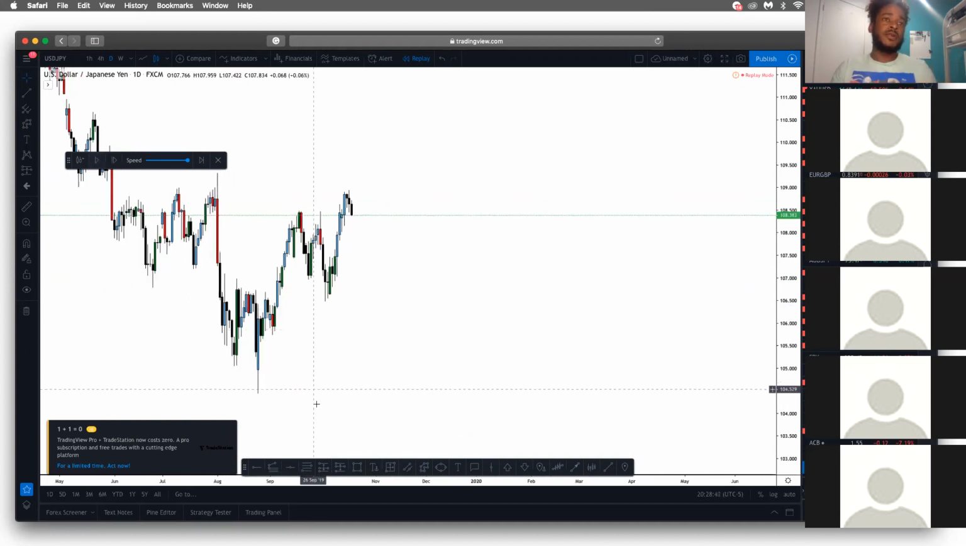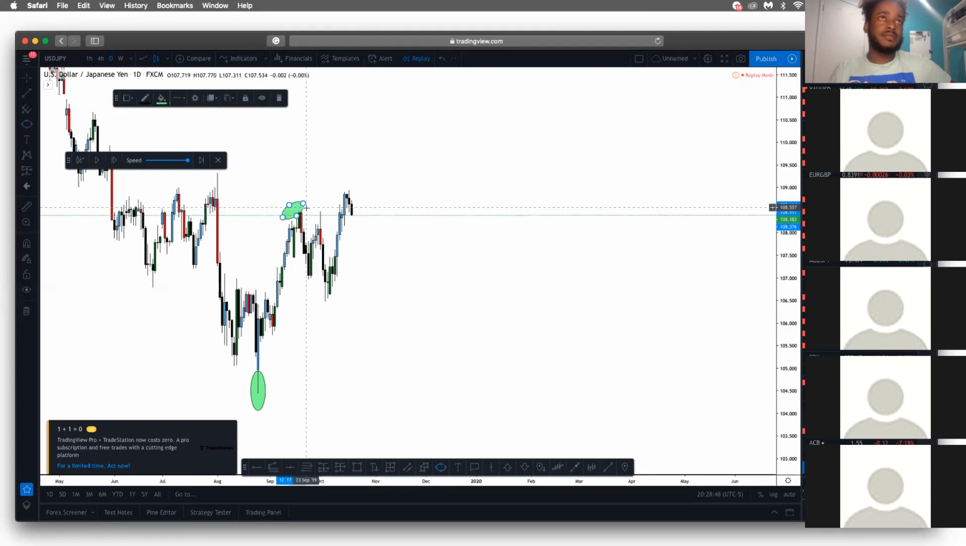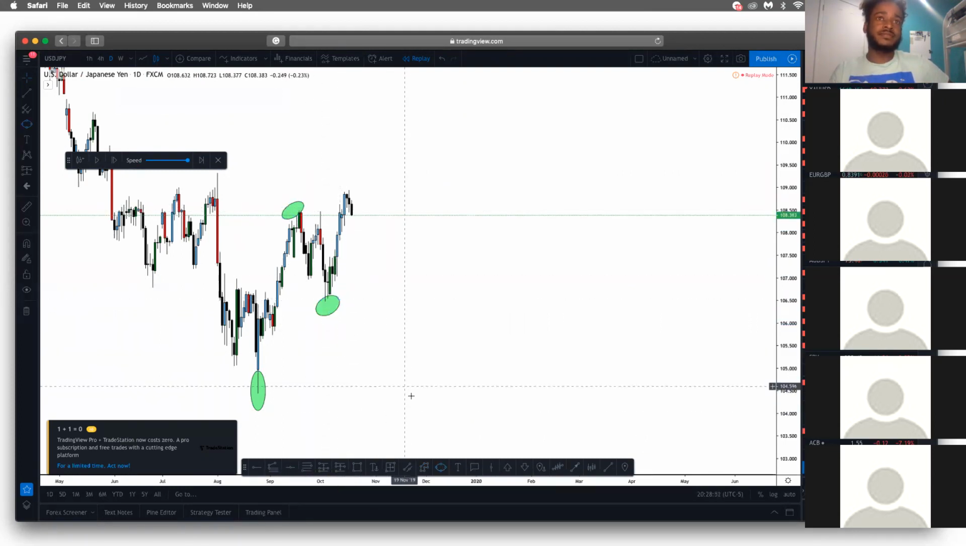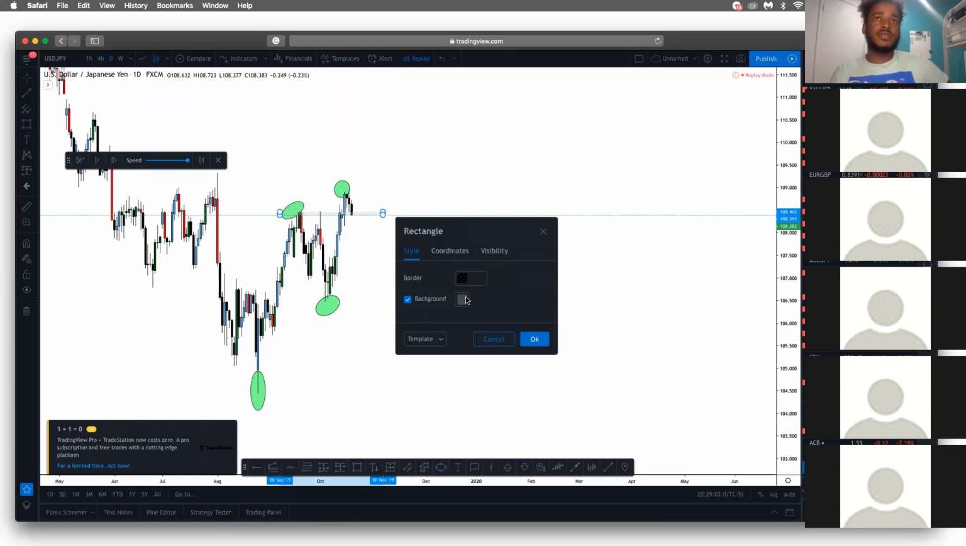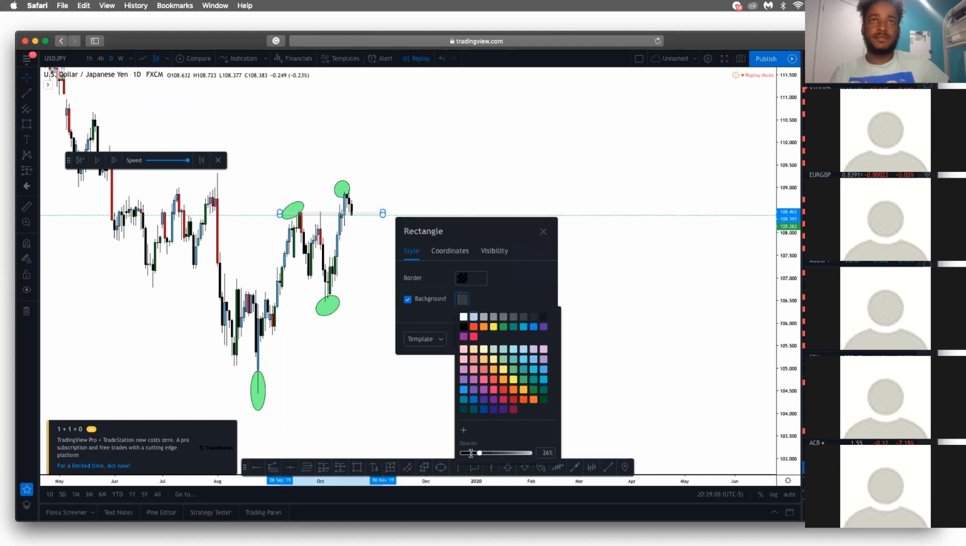So boom, we have a low, right? We have a high, right? We have a lower high, and we have a higher high. Now, the reason why this is the lower high is because this previous high was broken, right? Or surpassed, as you can see.